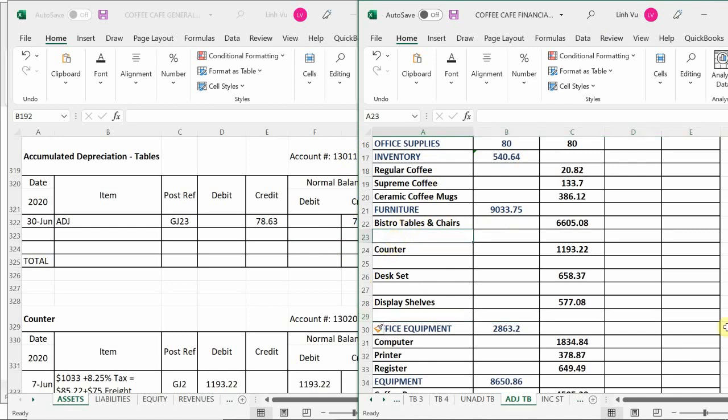So accumulated depreciation, table. Accumulated depreciation, counter.